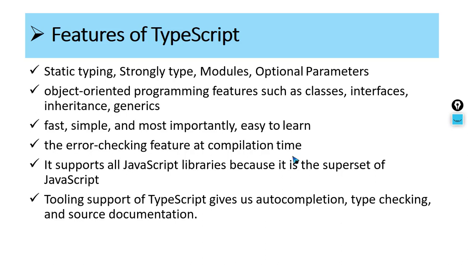Then there are object-oriented programming features such as classes. You can design a class, you can design an interface, you can make relations between classes, that is inheritance. Reusability of code you can achieve using inheritance. The generic programming approach is also available in TypeScript. It is very fast, it is simple, and most importantly it is easy to learn. If you know object-oriented concepts and a little fundamental knowledge of any programming language, it is very easy to learn. It is not at all difficult. That is another main advantage of TypeScript.